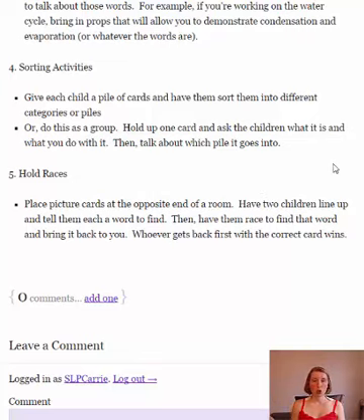What I would do if you're working on it in a group is hold up each card, ask the children what it is and what you do with it, and then talk about which pile it goes into, and then maybe give them their individual work and have them sort out their own piles.